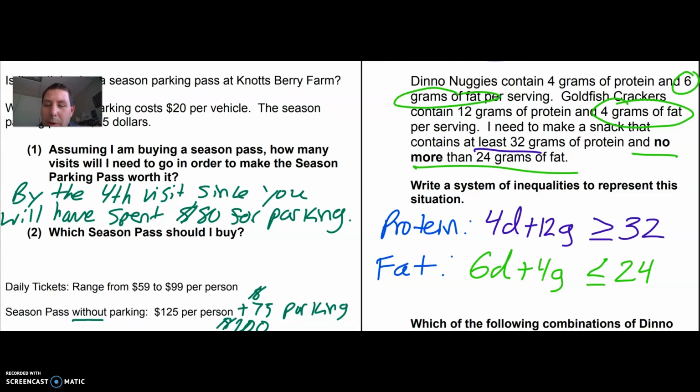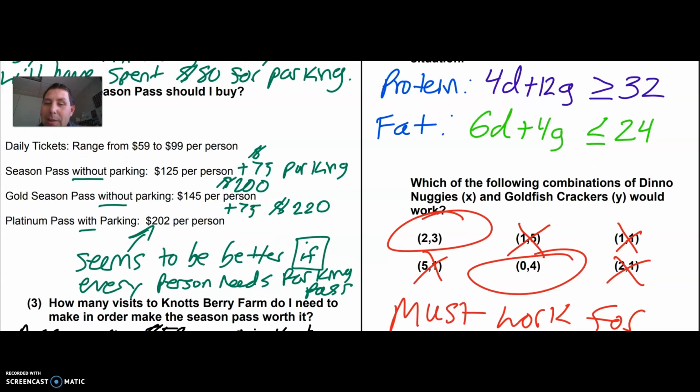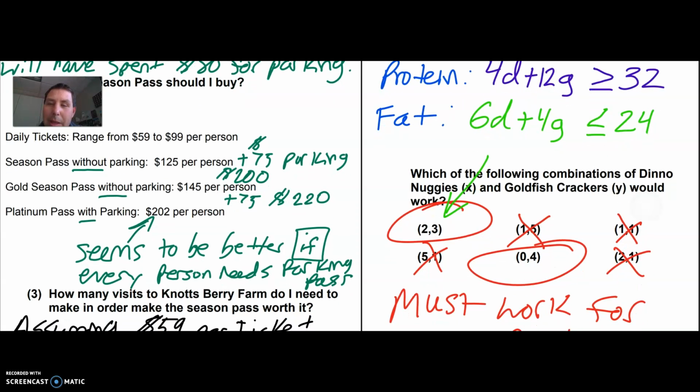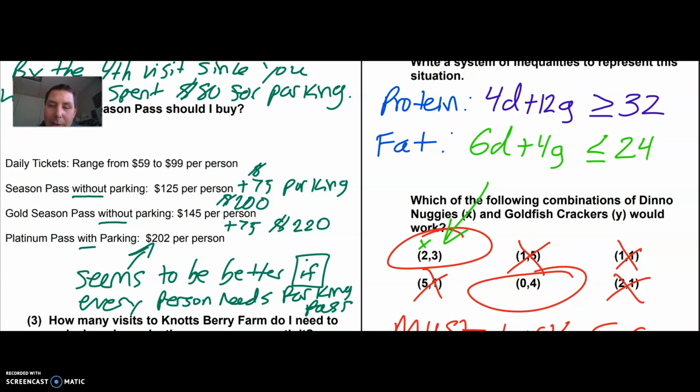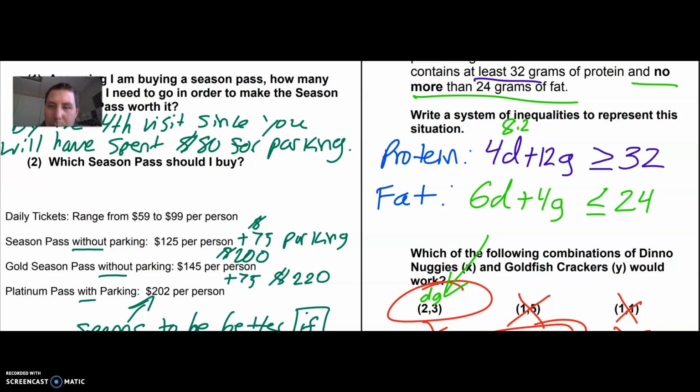Because once I have those 2 inequalities, let's take a look. Which of the following combinations would work? Well, if you're looking at it, 2, 3 will work. And how do I know? Well, if you plug, let me write it as D and G. If you plug 2 in for D and 3 in for G, let's just do it for the protein really quick. This is 4 times 2 plus 12 times 3. 4 times 2 is 8. 3 times 12 is 36. 36 plus 8 is 44. And that is larger than 32, so I know it works for that one.